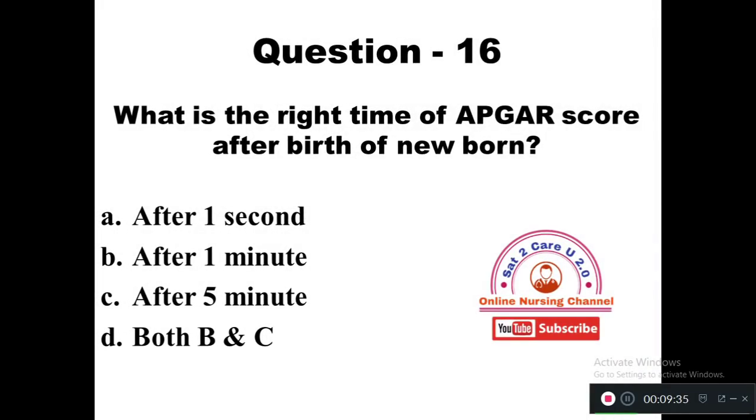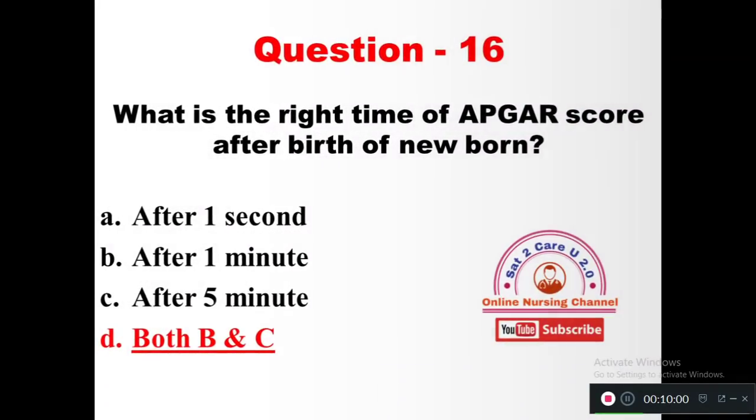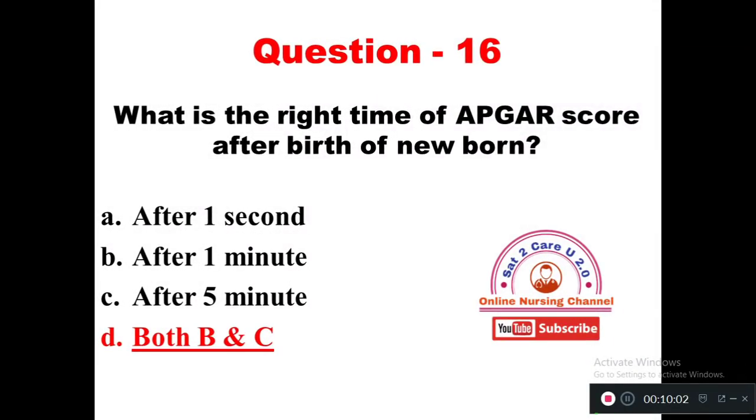Question number 16. What is the right time to check the Apgar score after birth of a newborn? Option A after 1 second, B after 1 minute, C after 5 minutes, option D both B and C. The right time to check the Apgar score is after 1 minute as well as after 5 minutes. So option D, both B and C, is right.